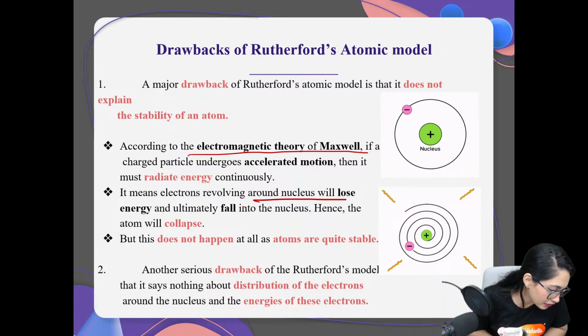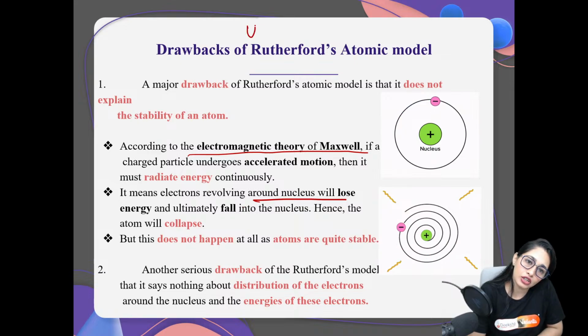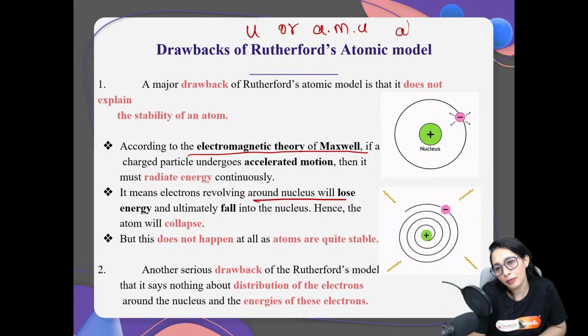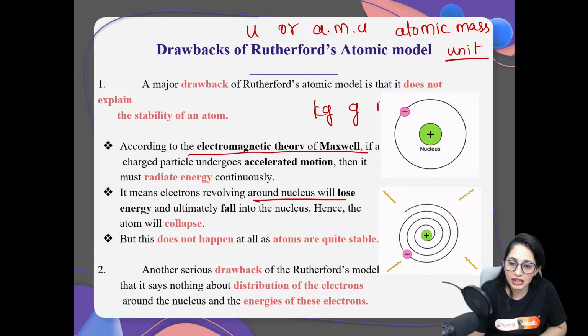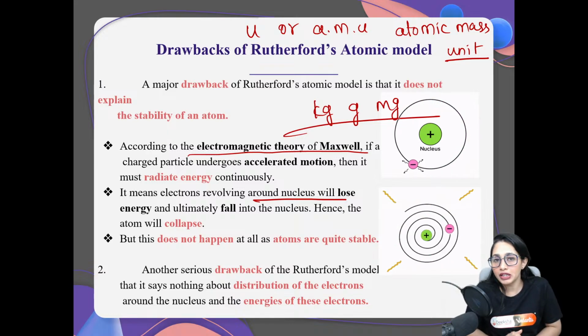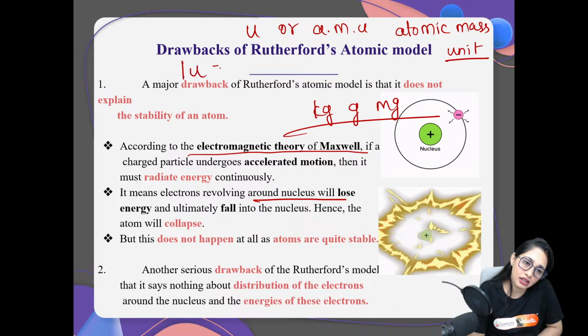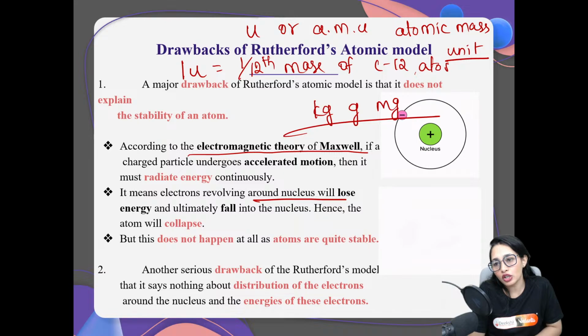The unit of electron, proton and neutron mass is u. What is u? It is the atomic mass unit, u or amu. Atoms are extremely small, so we cannot use kg, grams or milligrams to measure them. So we have a relative measurement. We compare with the carbon-12 atom. One atomic mass unit is equal to 1/12 the mass of a carbon-12 atom.